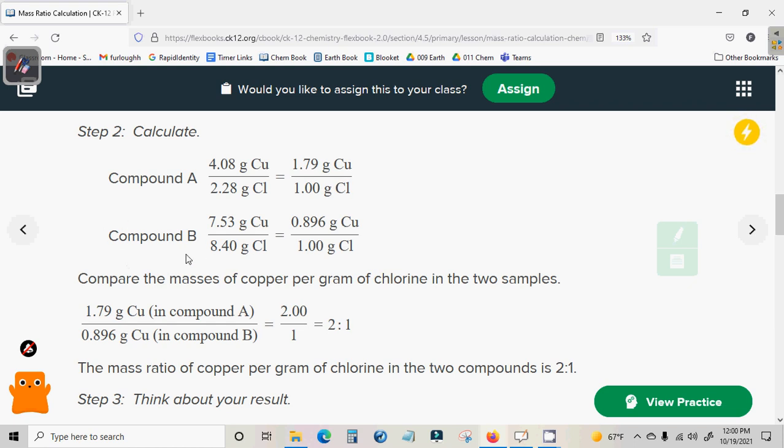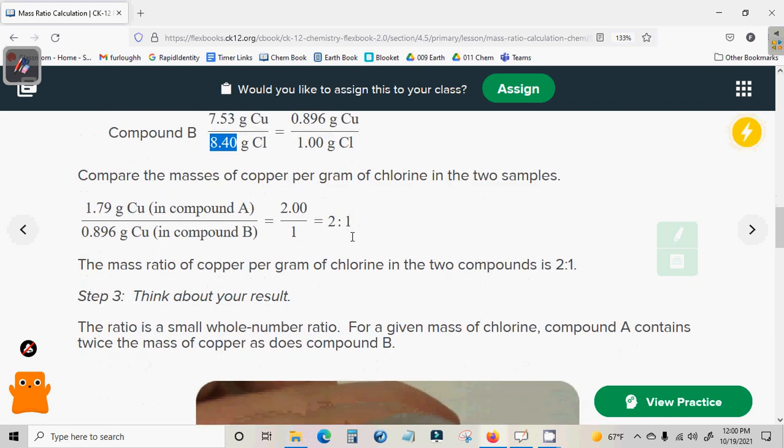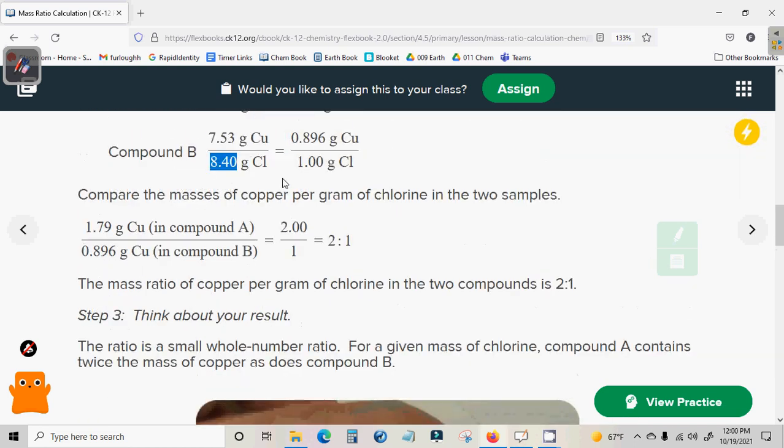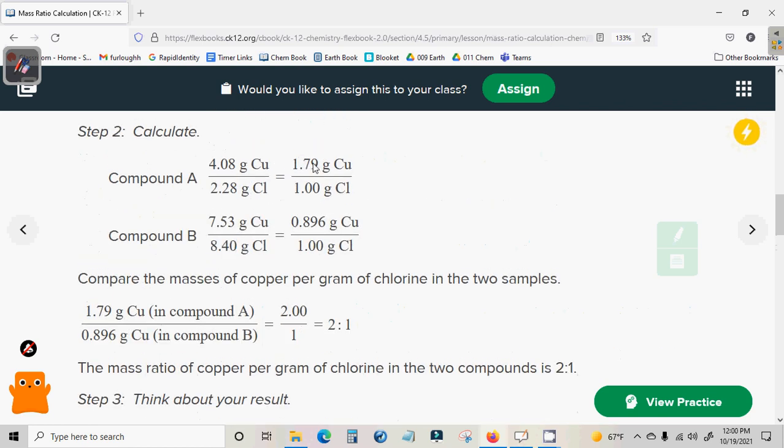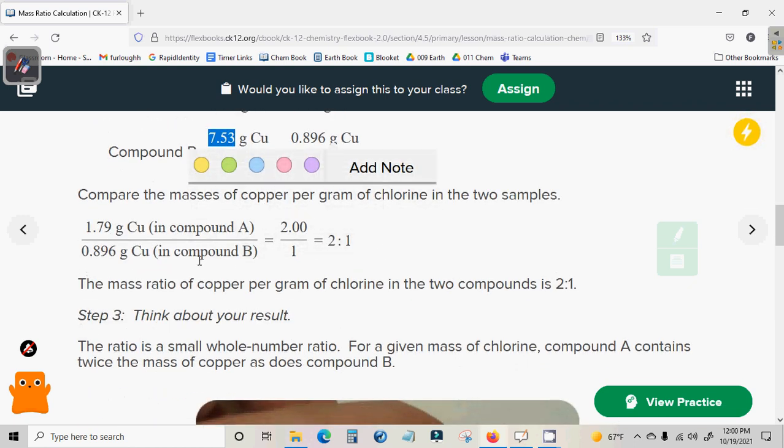Then we do the same thing for compound B. We set up our original ratio, and then we divide everything by the number of chlorine grams, and we get 0.896 grams of copper divided by 1 gram of chlorine. All right, now we take the amount of copper in A and the amount of copper in B, and we set those as a ratio, and we find that it is a 2-to-1 ratio.